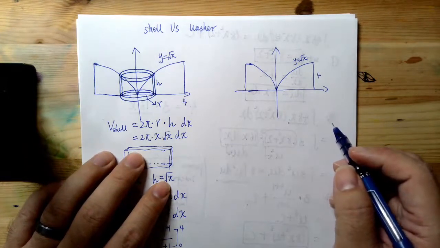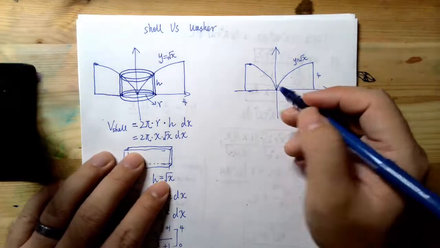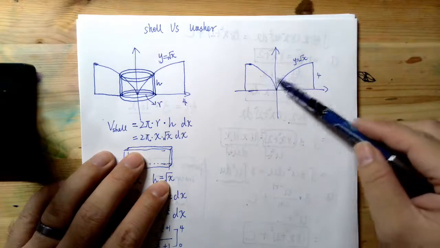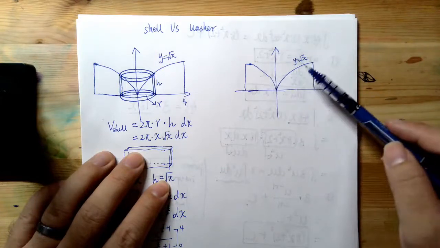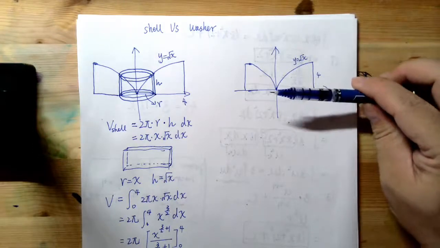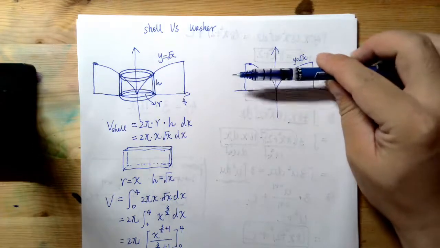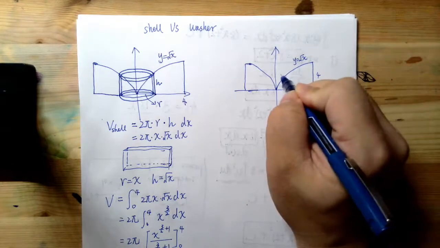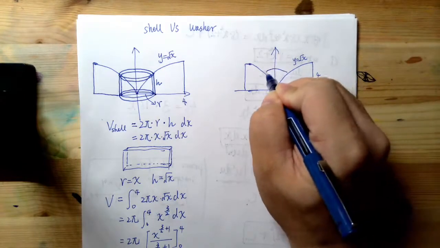borrows the idea of the cross section. Take a look at this again, guys. Think about it in dimension 3 here. If I make a cross section that is perpendicular to the y-axis, then you're going to have something like this.